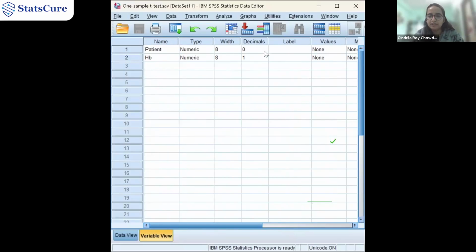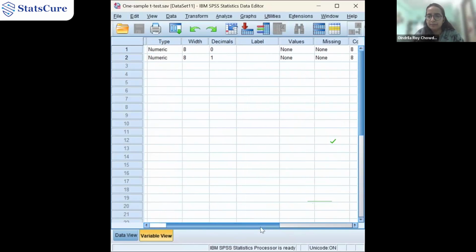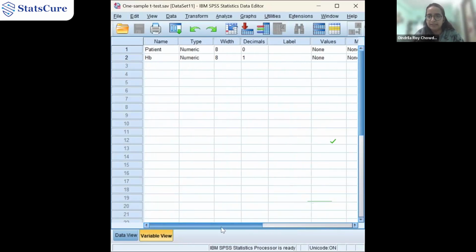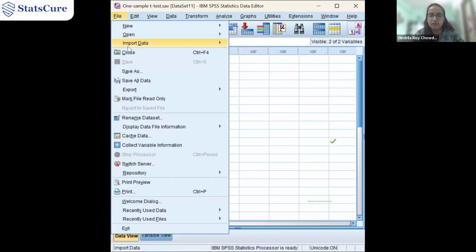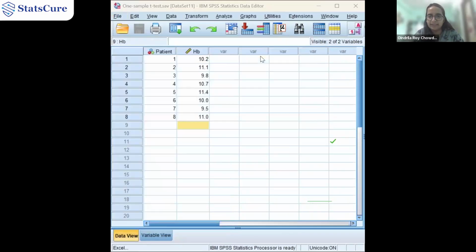But for patient, we are considering that patient data has only a nominal or numeric value, because patient data are number wise. After that, we have arranged it in such a format that both are continuous, like patient and hemoglobin level, and after that we read or imported this data. If I need to import any Excel sheet into SPSS, then I have to go to file, import data, from Excel, and then I can click on the Excel sheet, and if I click open, then I will get this value.